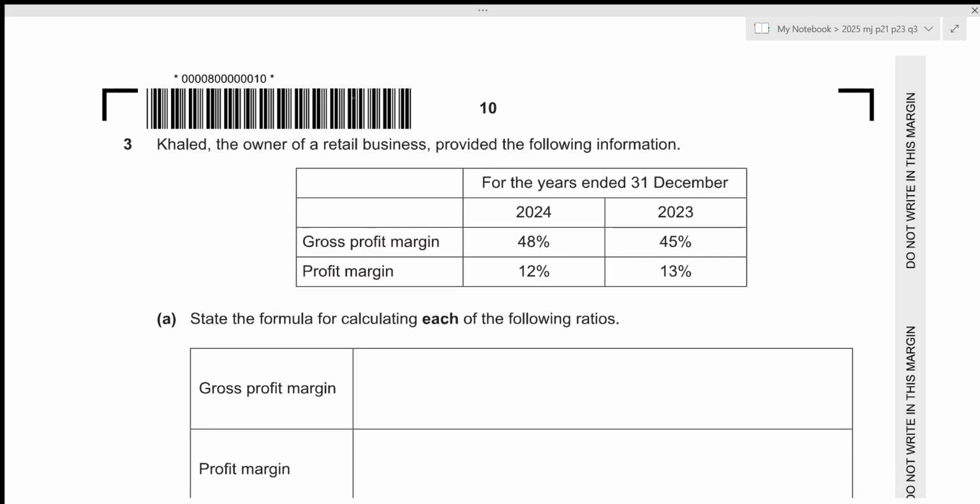And in this video, we'll be going over A-Level Accounting 2025 May-June Paper 2-1 and Paper 2-3 question number 3. This is Paper 2, which consists of 4 questions. 2 of them will be of 30 marks and 2 of them will be of 15 marks. And the total time limit for the paper is 1 hour and 45 minutes.